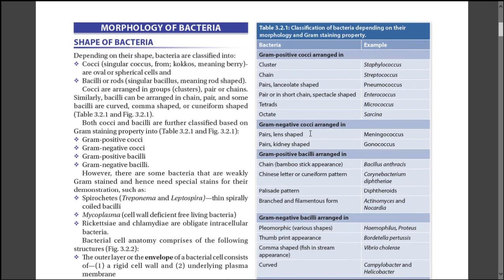These three, if you remember, it's enough for gram-positive cocci. Gram-negative cocci, if we take, they are arranged like a pair. So lens shaped cells, such as meningococcus, and kidney shaped bacteria, such as gonococcus, are arranged as pairs.